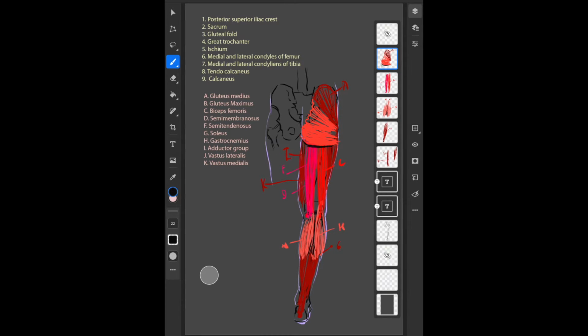And it obviously creates our gluteal fold. Okay, so that covers the anatomy of the leg from the posterior aspect. Now let's talk about the lateral aspect, the side angle of the leg.